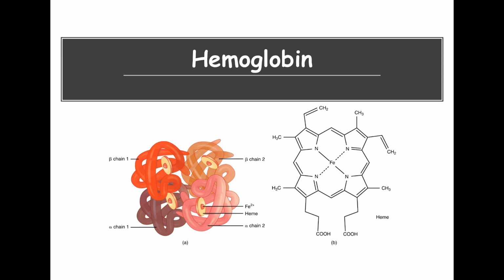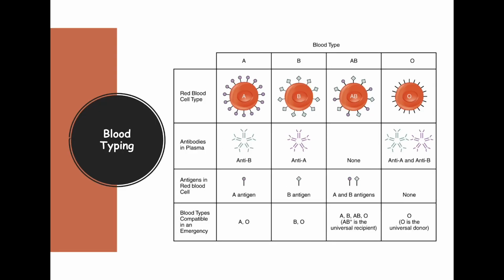So if someone has low levels of hemoglobin, then they won't be able to transport as much oxygen, correct? Correct. Okay, so we'll talk a little bit about that disorder in a little while. All right, since we're talking about red blood cells, there's something really important we do need to talk about, and that is blood typing.